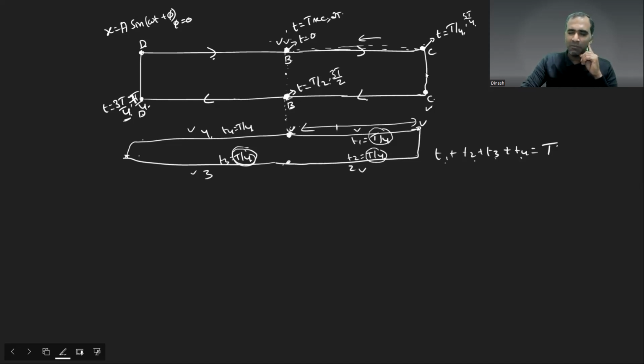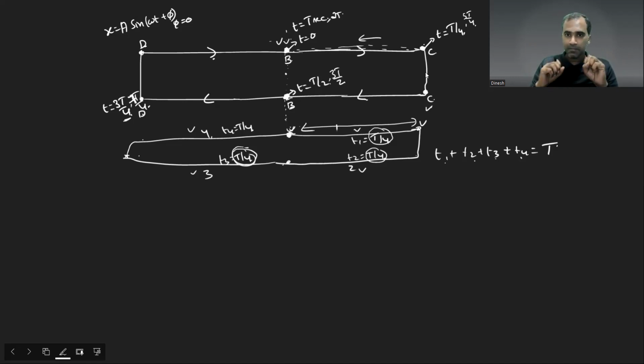The question will be clearer than this. If you take from B, you go to C and then to B, or from B to D and then to B, then also you are getting T by 2. Or else if I ask, I'm going from B and then I'm coming to B in the same direction, whatever direction I'm starting from B, same direction I'm reaching B, now tell me what is the time taken? Then it will be T. So I have clearly mentioned the direction. Understood.